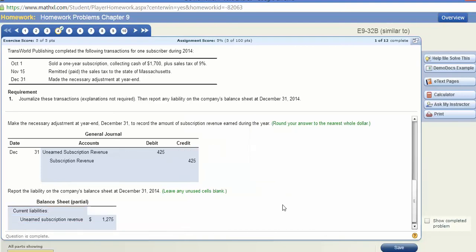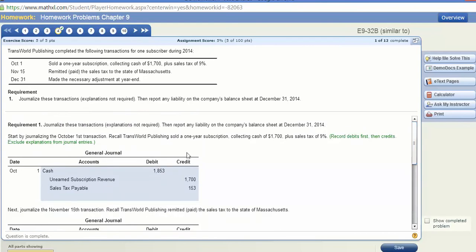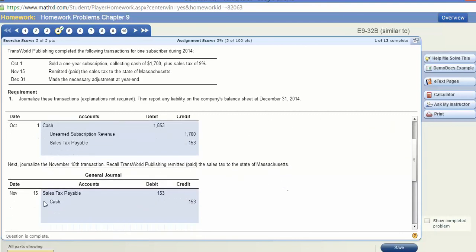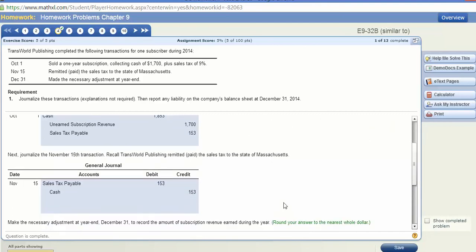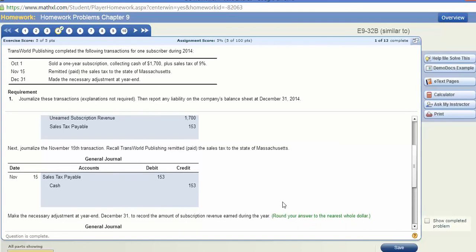That's how you handle this kind of problem. One of the things I've noticed students get tripped up on, that you've got to be careful with, is when you're anxious and in a hurry, and you see sold a 1-year subscription, collecting cash of 1,700, and you're ready to go, cash of 1,700, and you put it here. That's not what you're collecting. You're collecting that plus a sales tax, and that raises that number up. The money in sales tax payable is basically saying, we're holding it, it's in our cash account, but as soon as it's due, we take it right out of cash and give it right to the state of Massachusetts in this case.